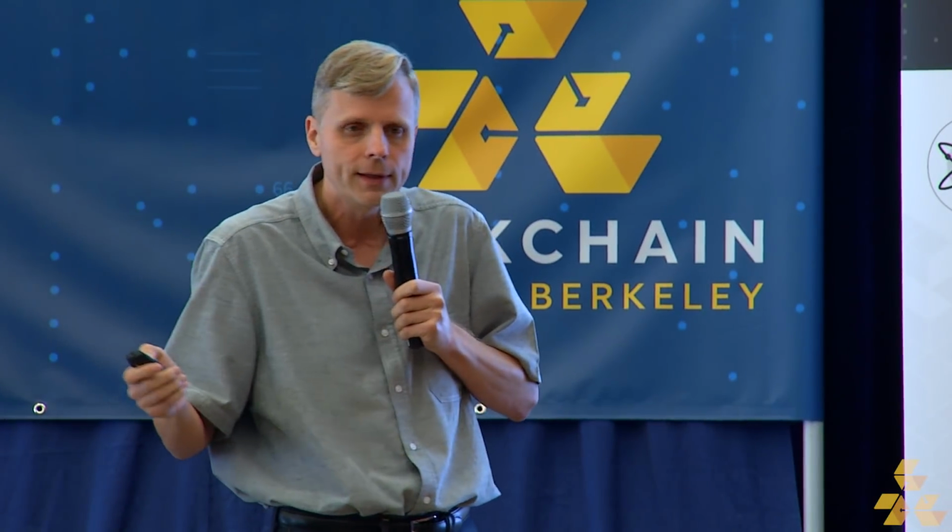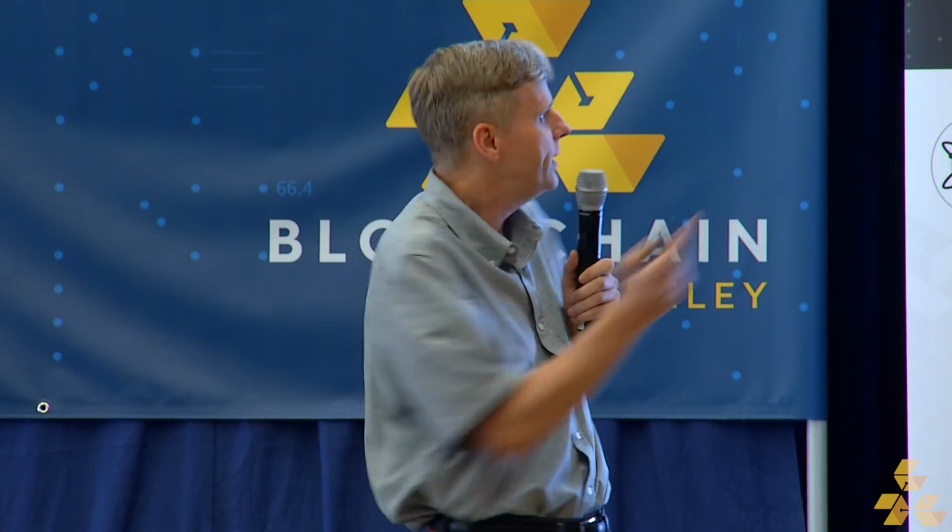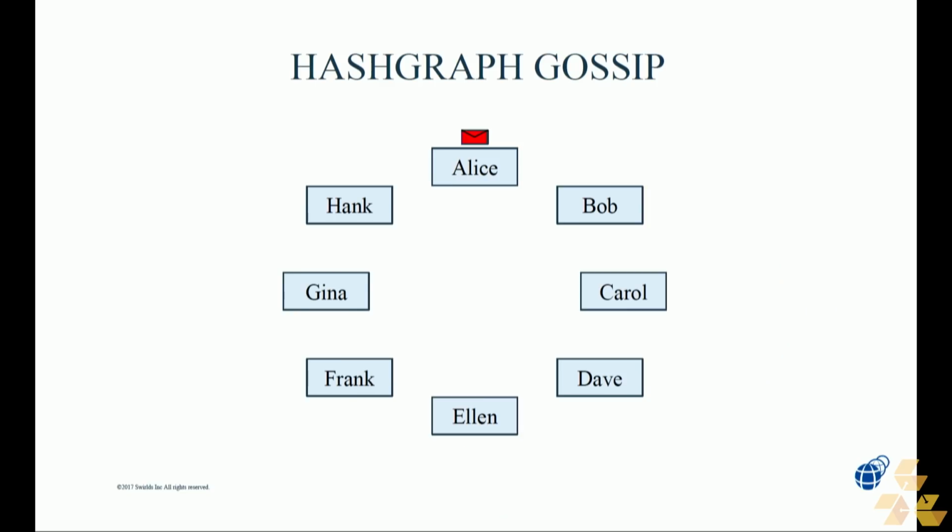And all it says is it's the simplest imaginable thing. If Alice has a transaction she wants everyone to know about, she takes her red transaction there and sends it to a completely random person, Dave.